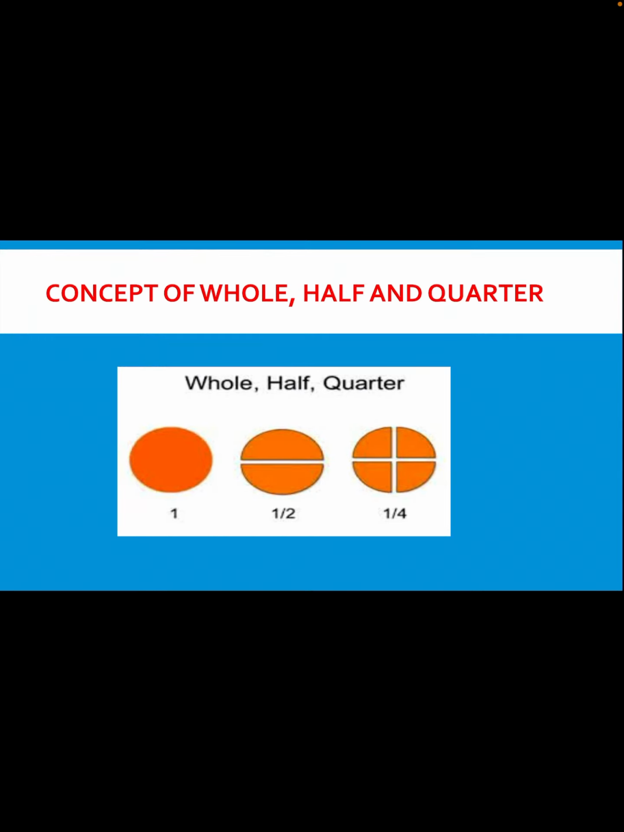Here you can also understand the concept of whole, half and quarter. This is the orange circle, and it is easily visible that it is one complete circle. So it is considered as 1. When it is divided equally into two equal parts, one part becomes the half. And when it is divided into four equal parts, each part becomes 1 by 4, or it can be considered a quarter.